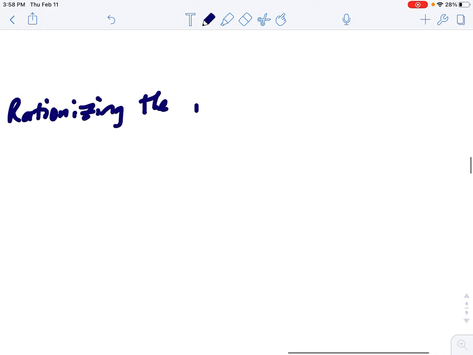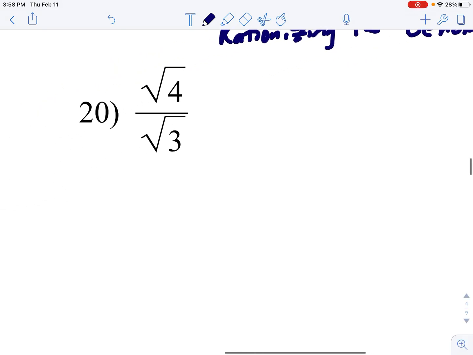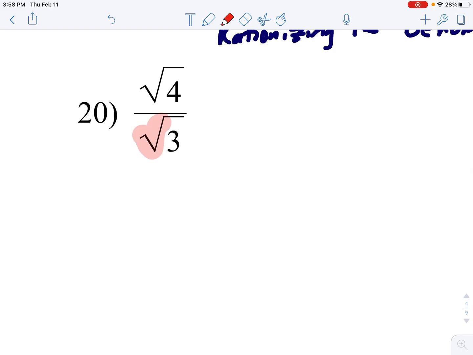I'll go ahead and teach it like everyone forgot, just in case. Okay, so you look at the square root in the bottom of the fraction, and then you multiply it by itself. But with fractions, whatever you do to the bottom, you also have to do to the top. So we need to multiply the top and bottom.